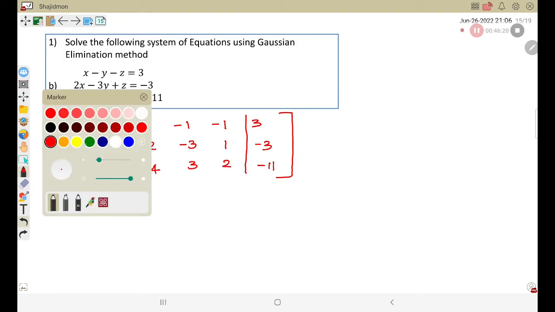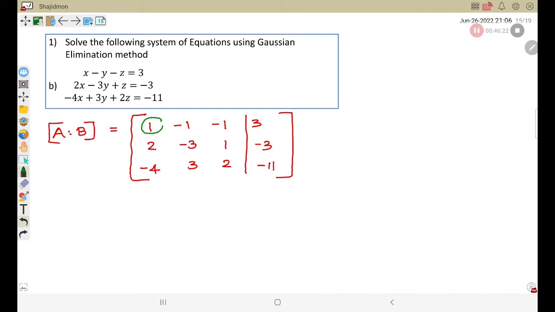Now here also the first number is 1. This number we call the pivot number. The first number is 1. So what we need to do is make the numbers down from it 0. This number and this number we need to change into 0.